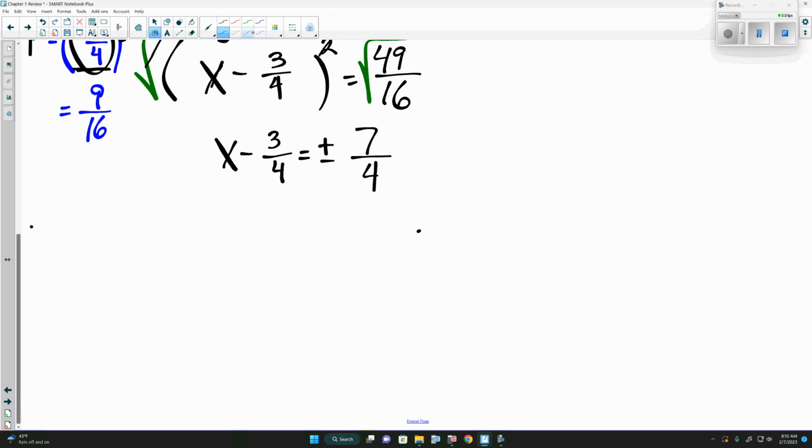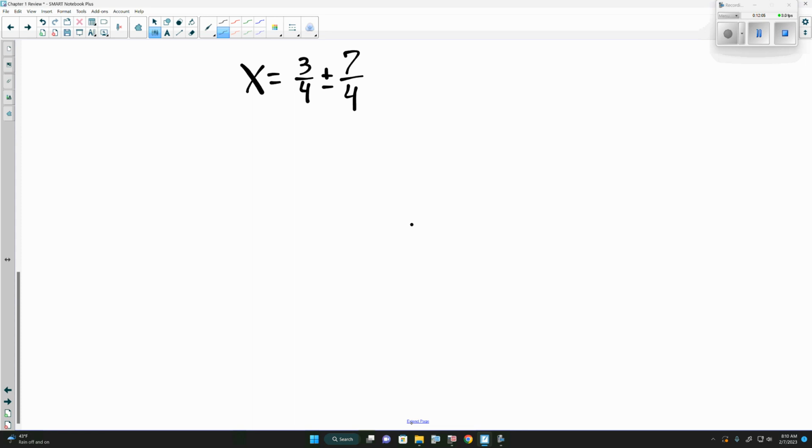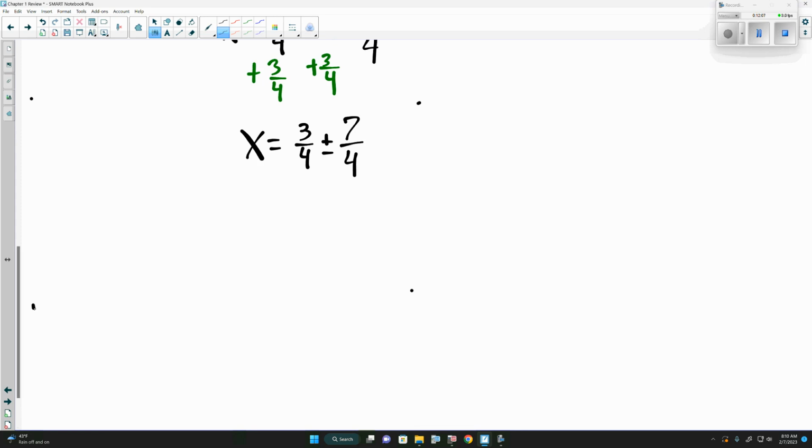Then the last thing we need to do is add 3/4 to both sides, which tells us x is equal to 3/4 plus or minus 7/4. If a problem like this shows up on the test and you get an answer of x equals 3/4 plus or minus 7/4, I will take points off if you leave it here. Can I add 3/4 and 7/4 together and get a single number? Yeah.